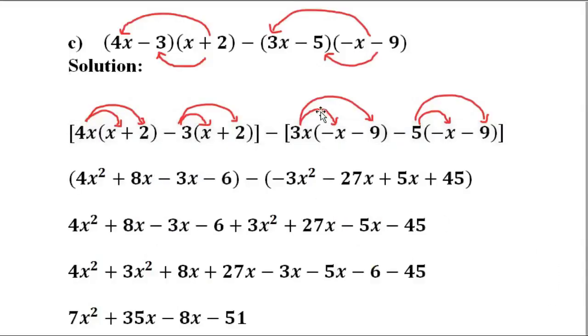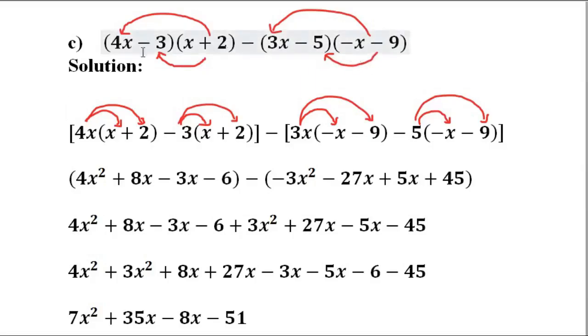Moving on to number 3, we have positive 4x, negative 3 times positive x, positive 2, negative times positive 3x, negative 5 times negative x, negative 9. To simplify the algebraic expression, I'll multiply the expression in the second parenthesis by each term in the first parenthesis. Do not forget to include the square brackets for the expansion of positive 4x negative 3, positive x positive 2, and positive 3x negative 5, negative x negative 9.